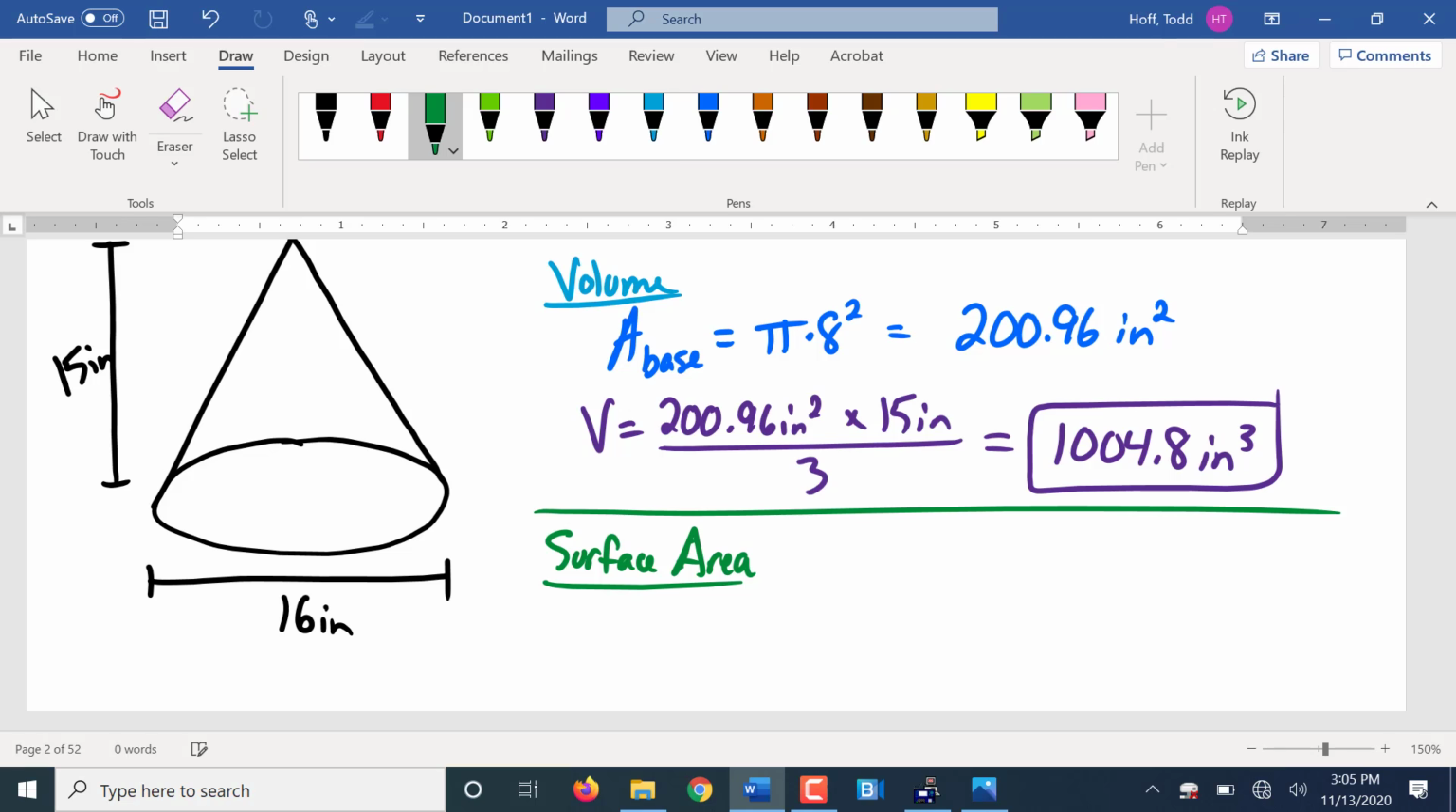For surface area, where do we start? Perimeter of the base, good. Since this is a circle, that's a circumference, so how am I going to find that? Pi times diameter, so pi times 16, 50.24. What else do we need to know for the lateral area?